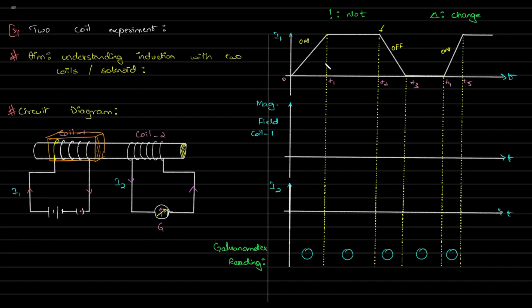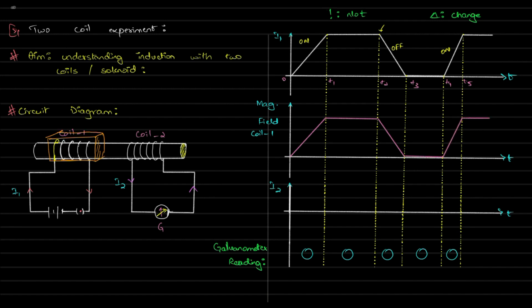Since you see a gradual increase in current, we know that the magnetic field strength will also increase gradually. We have seen all of this. And since the current is the same, the magnetic field strength will be constant. As soon as you decrease the current, the magnetic field strength also will decrease. So here it will be 0 and then increase. This is what will happen.